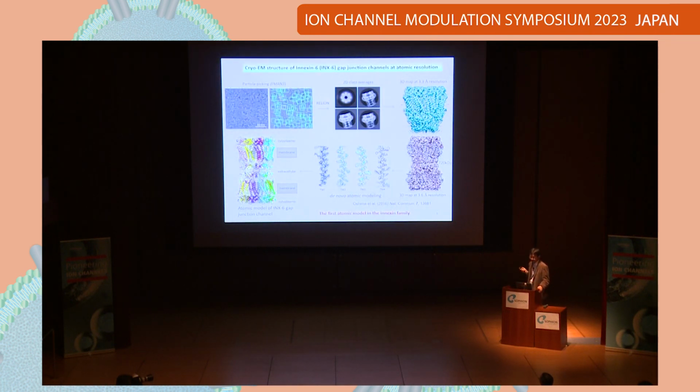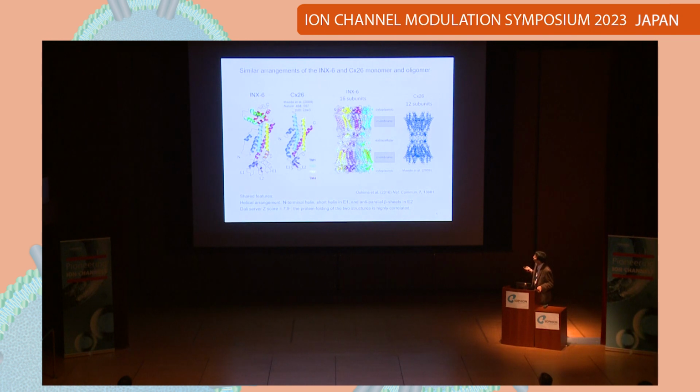Several years ago, we presented the atomic resolution structure of the innexin 6 gap junction channel in detergent using single particle cryo-EM. This was the first atomic model in the innexin family, and the map quality was sufficient for de novo atomic modeling. In the structure, we found that C. elegans innexin 6 and the human connexin 26 X-ray structure show a very similar structural arrangement in terms of monomeric and oligomeric form. However, the subunit number is different. Innexin contains 16 subunits, while connexin 26 has only 12.